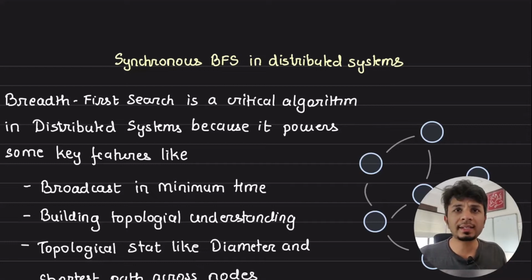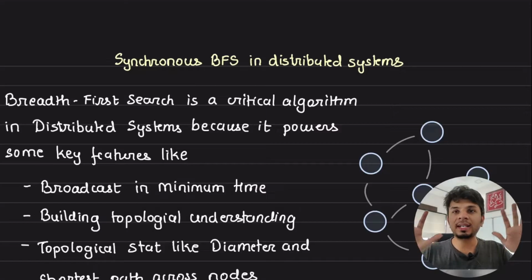In a distributed system, what if one of the nodes wants to efficiently broadcast a message in the network? The situation is not as simple as it sounds because there is no single node that holds the information about the entire topology. All they know is their immediate neighbors.